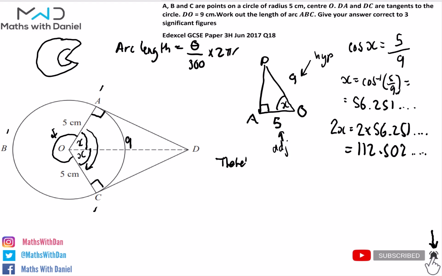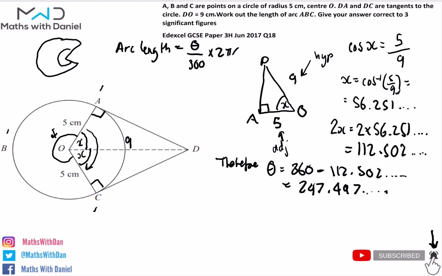Therefore, theta is going to be equal to 360 take away 112.502 dot dot dot. Putting this in the calculator, this gives us an angle of 247.497 degrees. And now we just need to put that into the arc length formula.